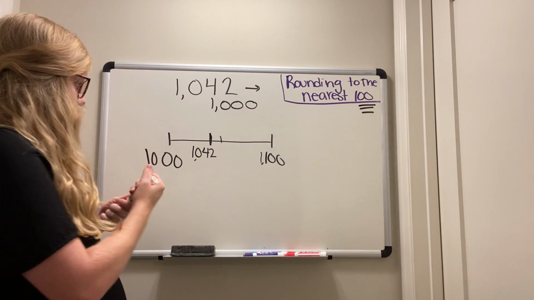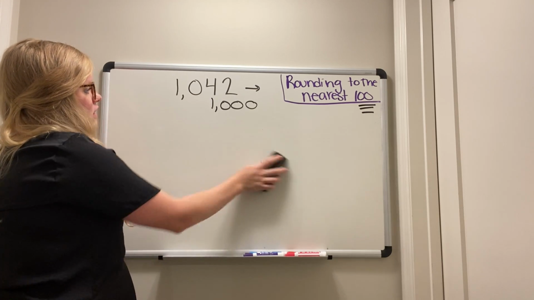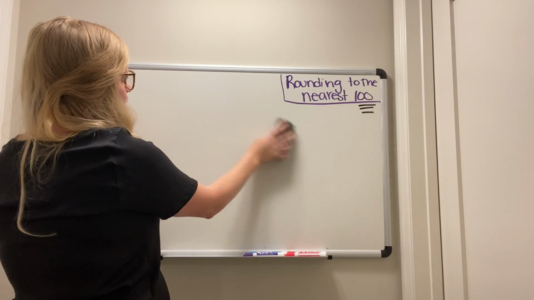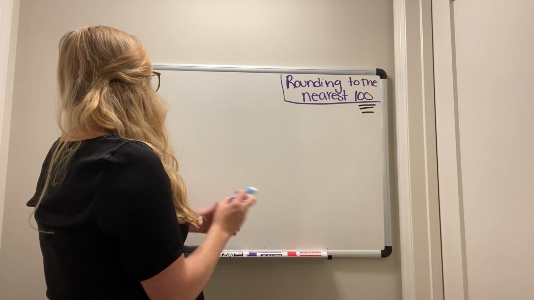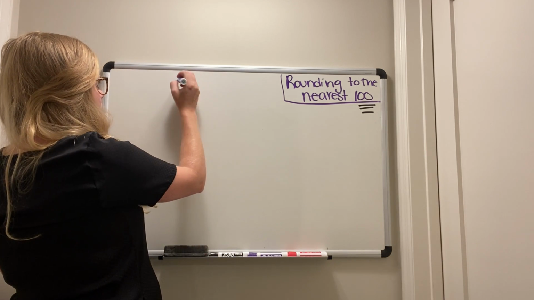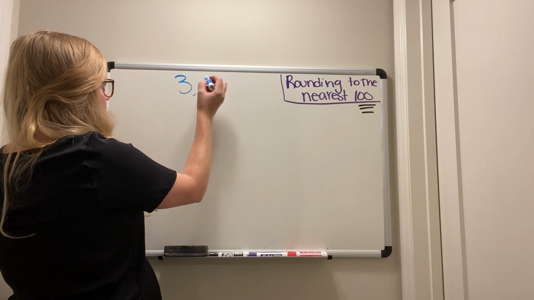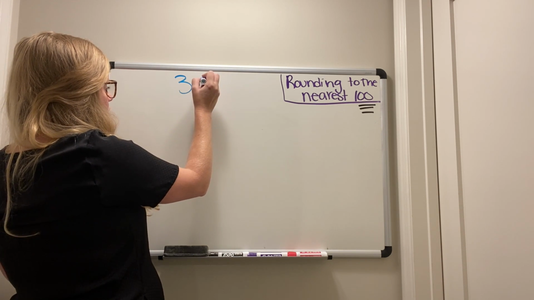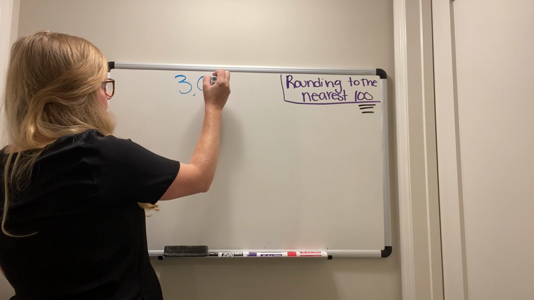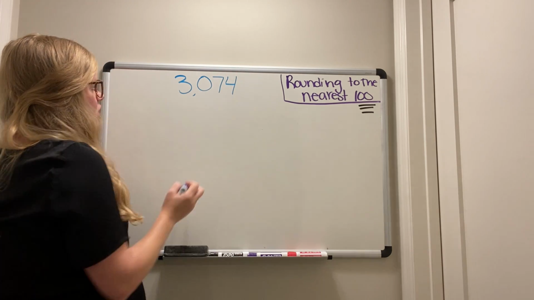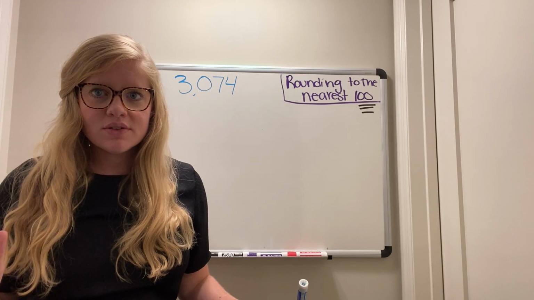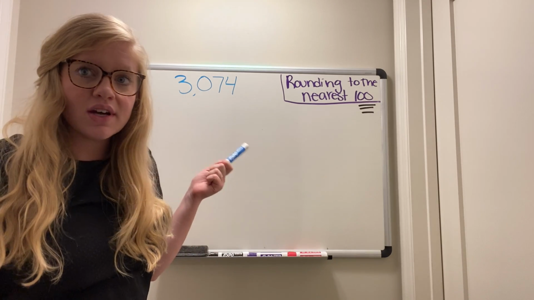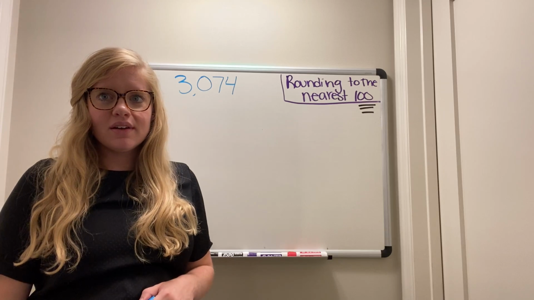Okay, I'm going to give you a tricky one, and then we're going to try something very different. All right, my tricky one for you is going to be 3,074. Go ahead, pause your device, figure it out. What would you round this to? Rounding to the nearest hundred, and then come on back.